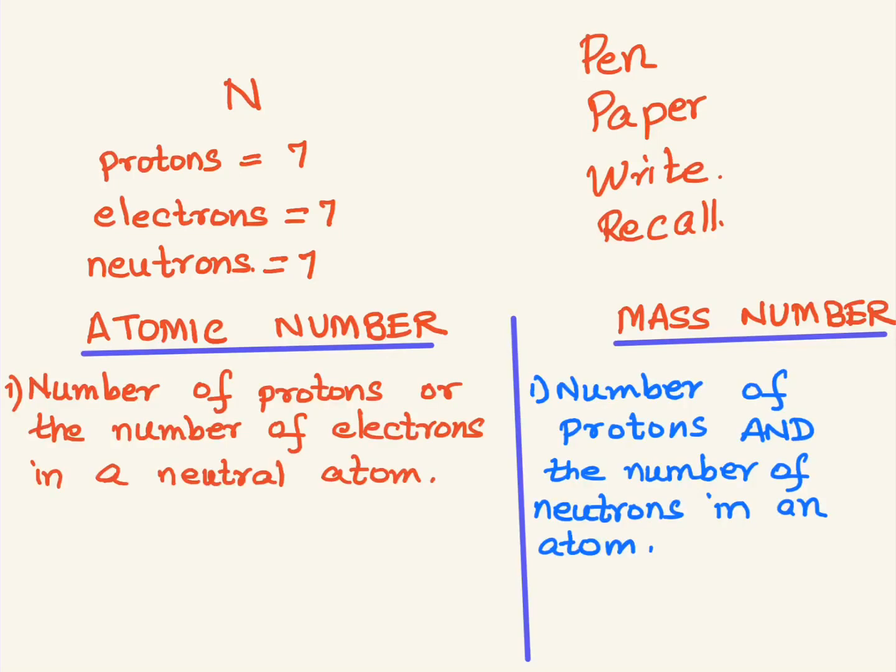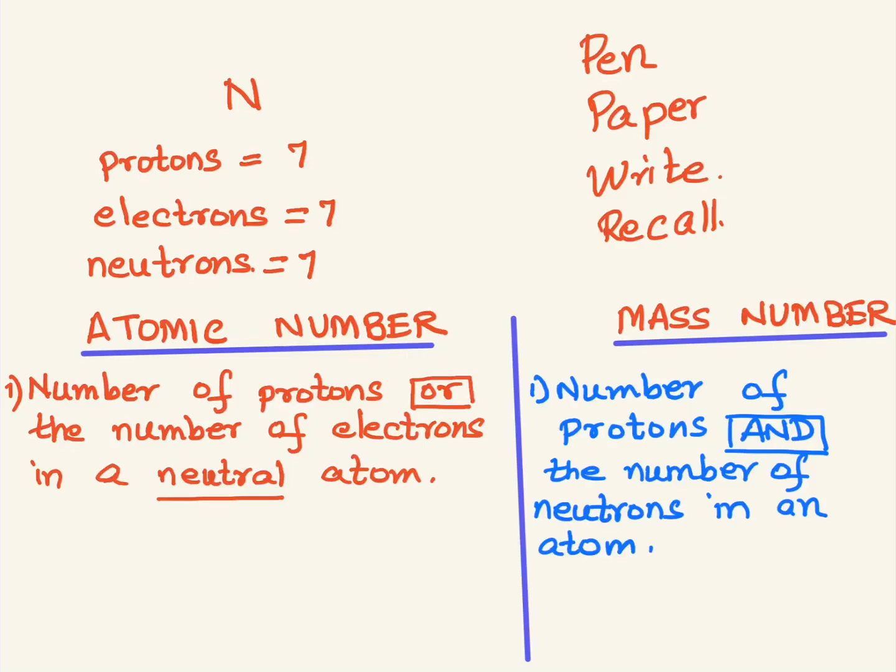Okay, there we go. Atomic number. It is the number of protons, or, I'm not saying and, either of the two: the number of protons or the number of electrons in a neutral atom, right? Mass number. It is the number of protons and the number of neutrons in an atom.